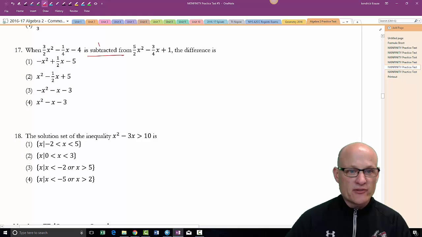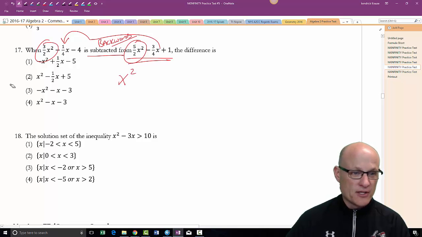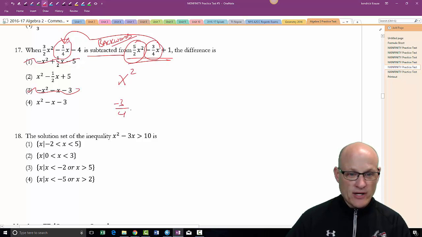Subtracted from, be careful with this, it's backwards. I don't even know why this is on here. This is like a course 1 topic. So we're going to take these and subtract these. 5 halves minus 3 halves is 2 halves, which leaves me just x squared. How many of them have just x squared? Just 2. And then negative 3/4 x minus 1/4 minus negative 1/4 x. So it's really a plus. So 3/4 plus 1/4 is 2/4, which is really negative 1/2 x.